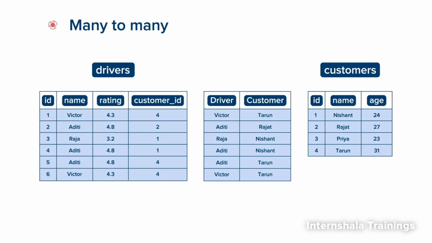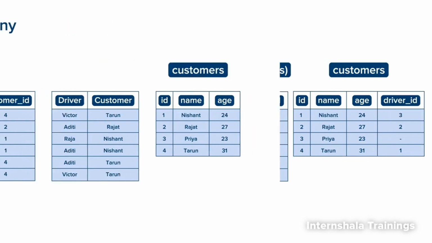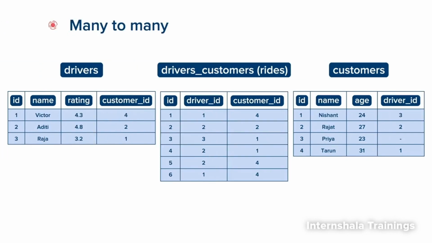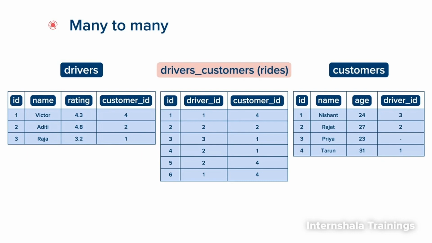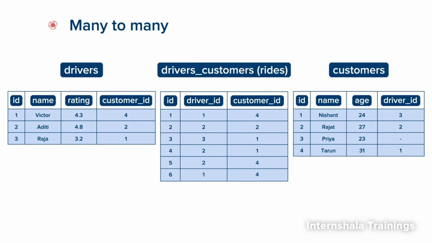So what is the solution then? Any guesses? In such cases, we can have a mediator table to connect the given two tables. The mediator table should be named as table 1 underscore table 2, which in this case can be drivers underscore customers or customers underscore drivers, as there is no specific table 1 and table 2. The mediator table can also be named as rides, as it has ride specific information.